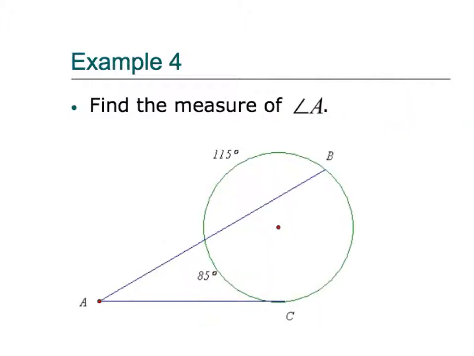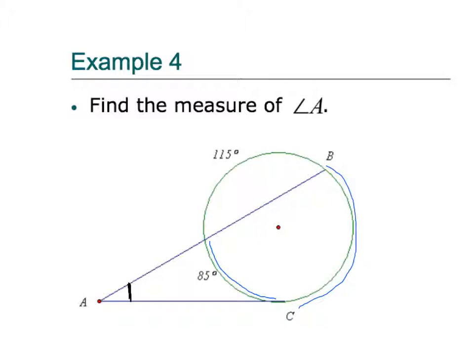Example 4. So it's asking me that I've got to find the measure of angle A. And to do that, I first recognize it's an outside angle. The vertex is on the outside. So what I need to do is find arc BC, subtract it from 85 degrees, and divide it by 2. I don't know what arc BC is yet, but I could find it.